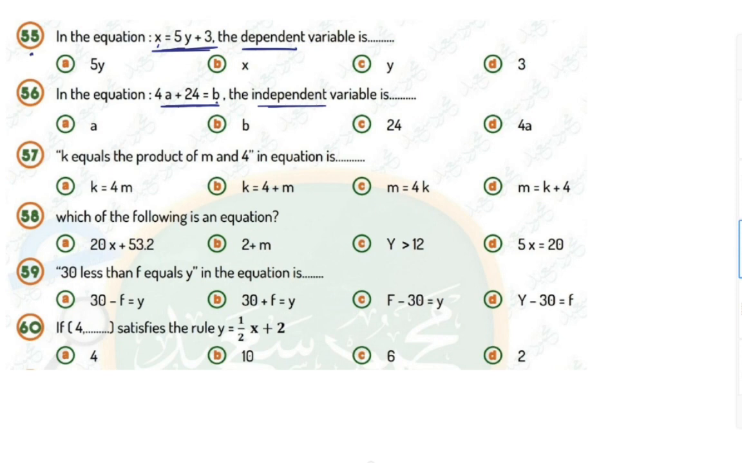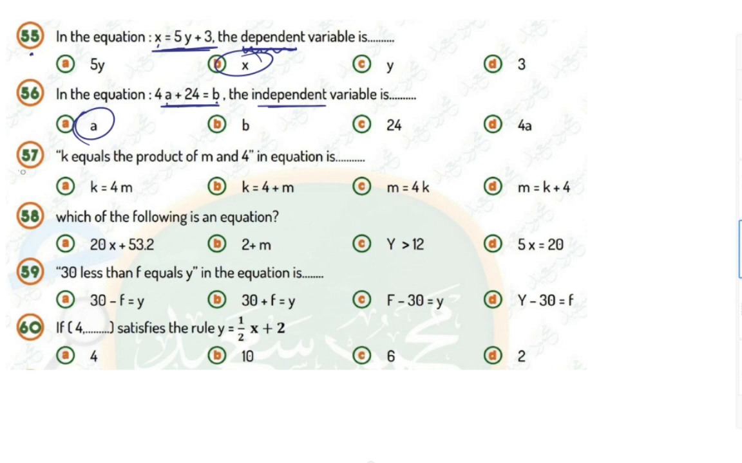So here he asks us about the dependent. So the dependent is x. But here he asked us about the independent. So it's not b, because b is a dependent. So of course a is the independent variable.